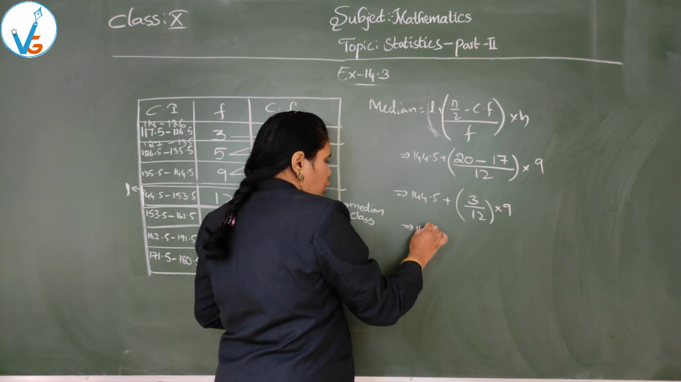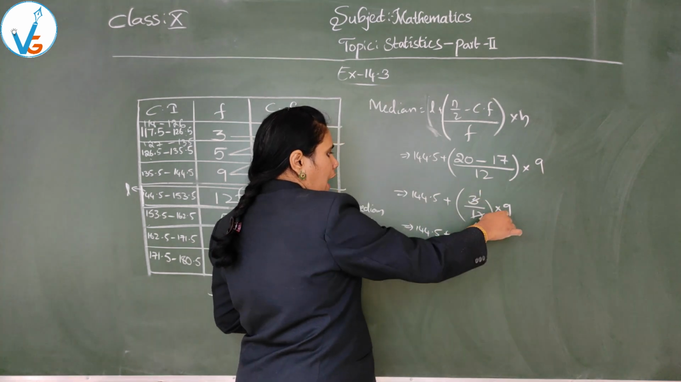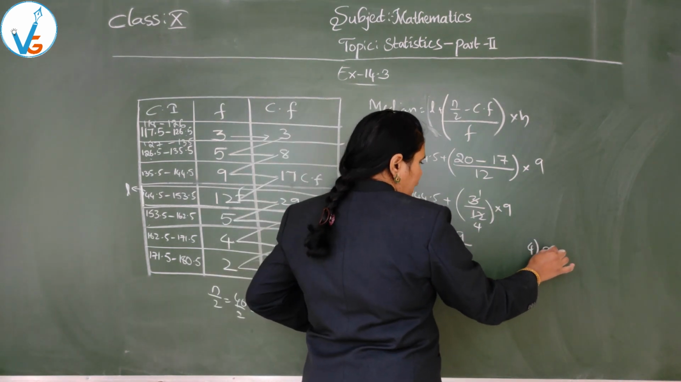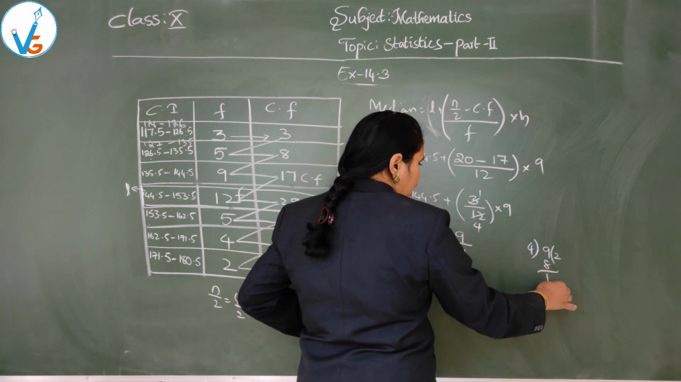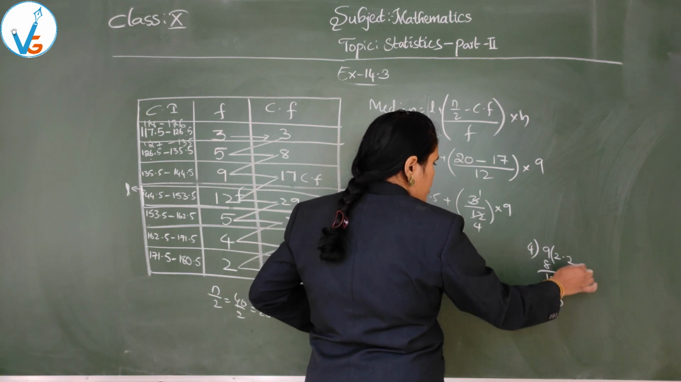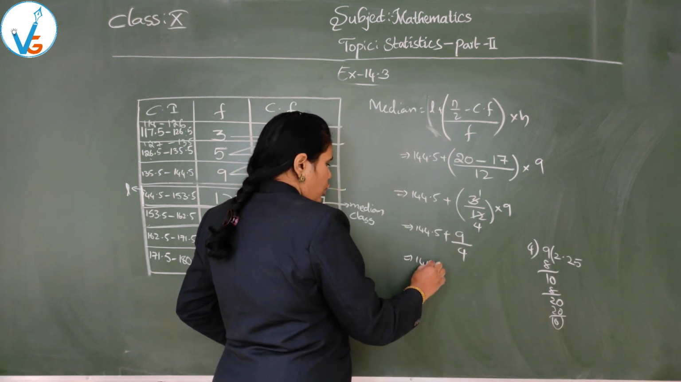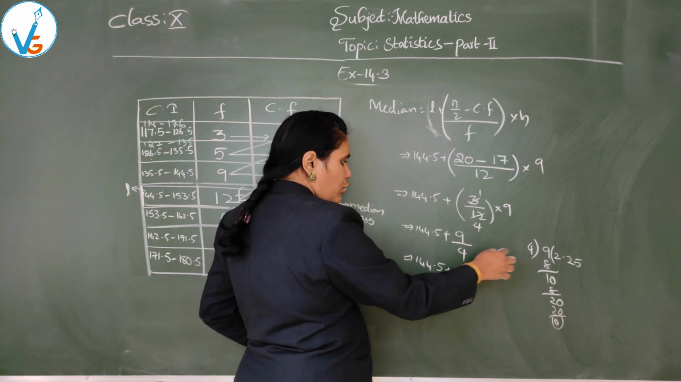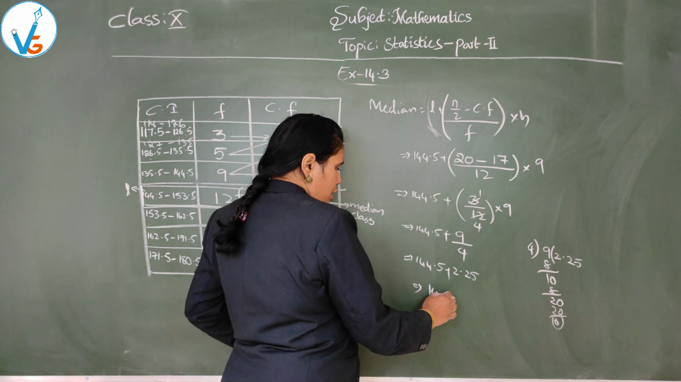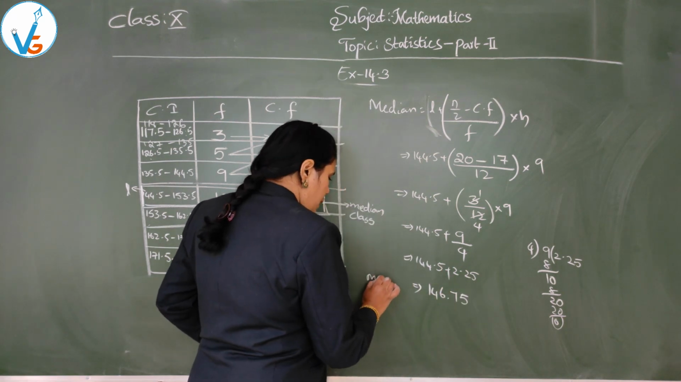So, 144.5 plus 3 ones are 3, 3 fours are 12. 9 into 1 will be 9 by 4. Okay, if we divide 9 by 4, 4 twos are 8 and you will get here 1. Next you will get here 20. 4 fives are 20. Means you will write it as 144.5 plus 9 by 4 will be 2.25. Okay. Next 144.5 plus 2.25 will be 146.75. This is your median.